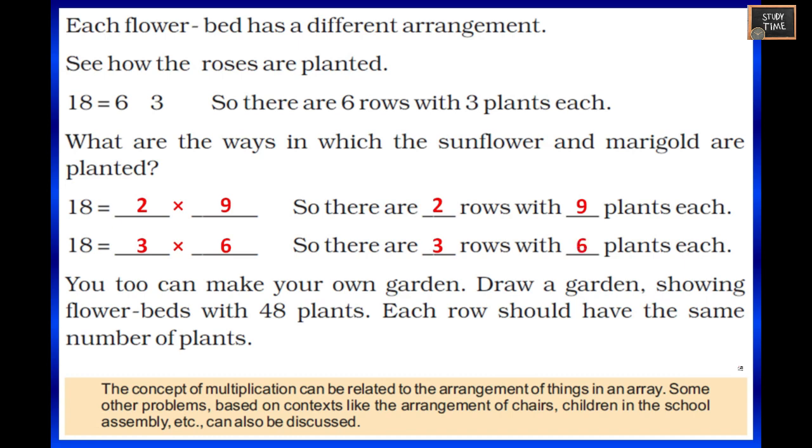So you too can make your own garden. Draw a garden showing flower beds with 48 plants. Each row should have the same number of plants. So you can have 12 rows in which each row has 4 plants. So you'll be getting the same 48 plants. You can also arrange in different ways.